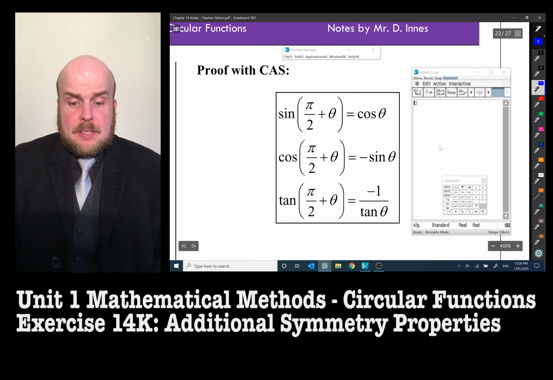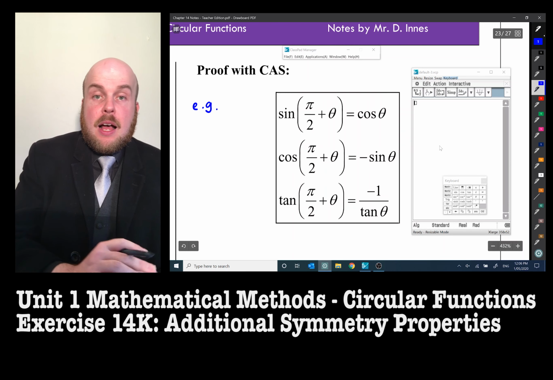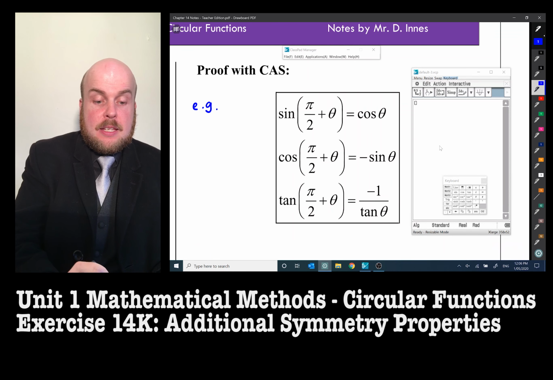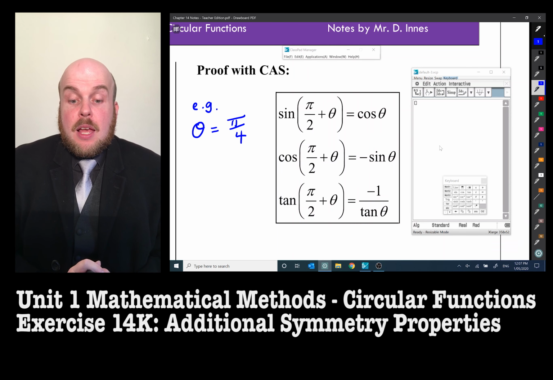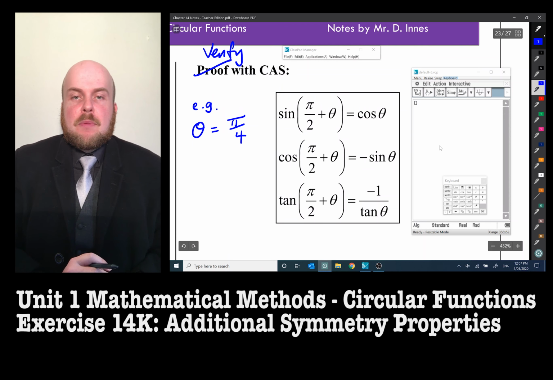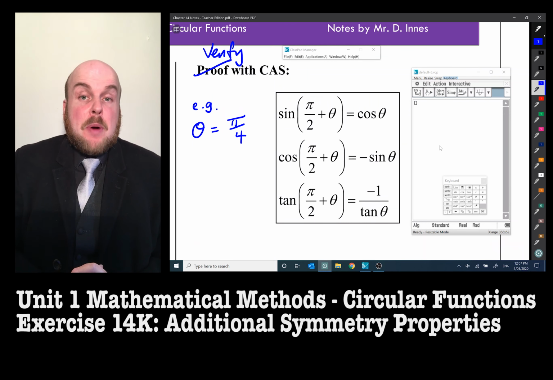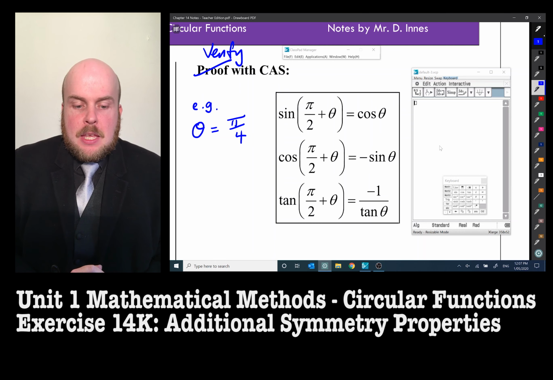In this particular example, I'm just going to suggest an example, that theta is equal to pi on 4. I'm just going to use a proof using, well, this wouldn't be a proof, this would be a verify. So let's go and get this. I'm going to verify this. And the reason why it's not a proof is I'm not going from first principles, I'm just substituting in.